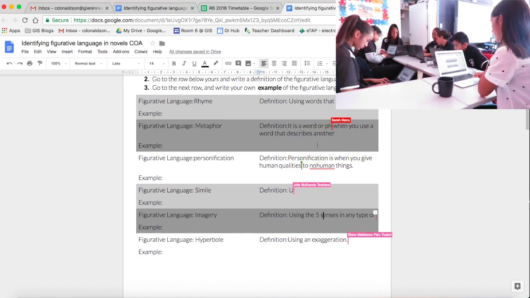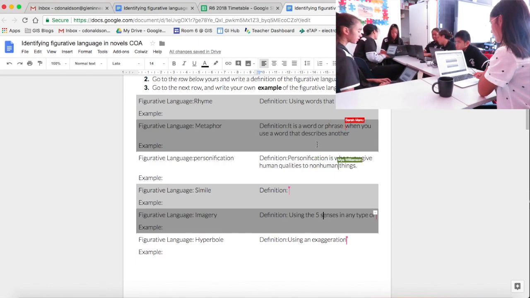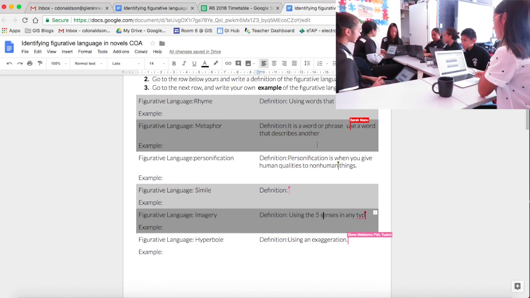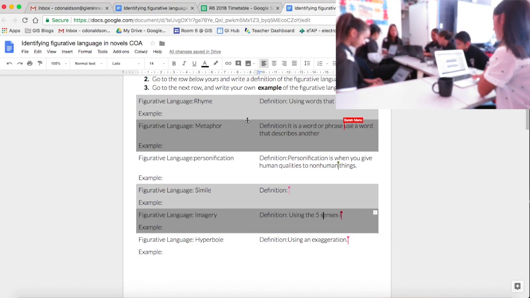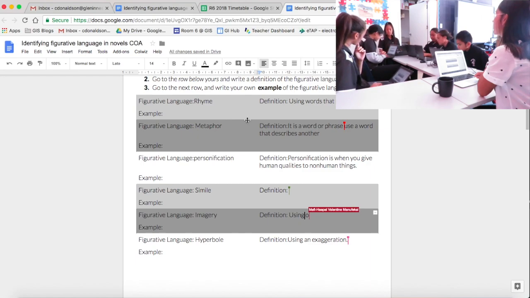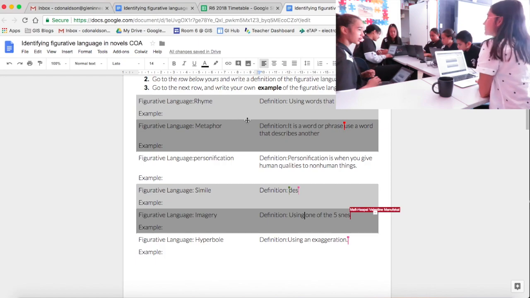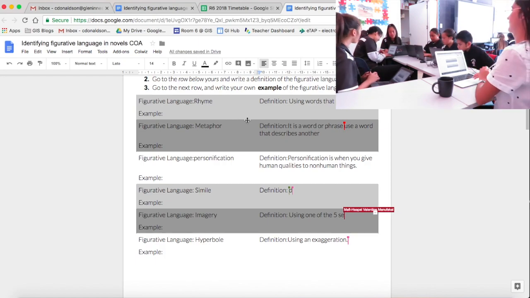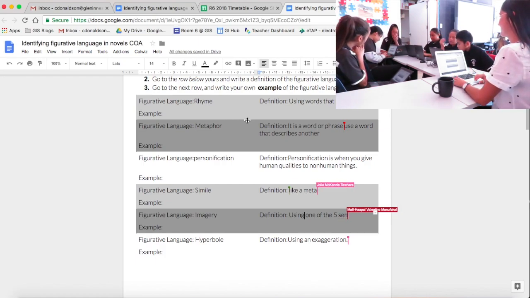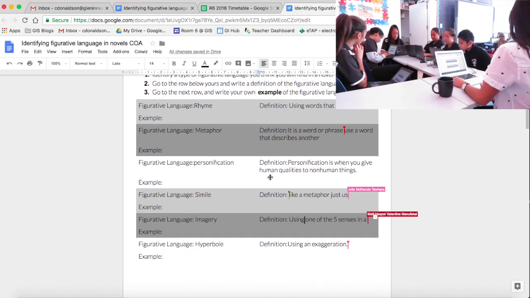Senses. Yeah, personification is when you give human qualities to non-human things. One of the 5 senses. Simile is when you describe an object or someone only using like and as. Yes, so it's like a metaphor, but you say like and as. You're describing someone. Like you. That's right. You're really pretty like a flower.